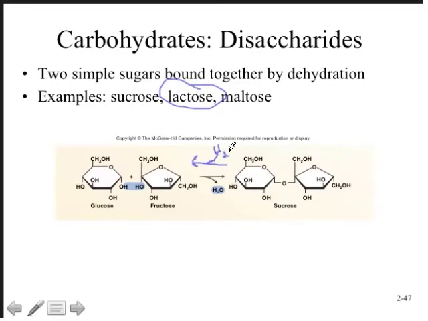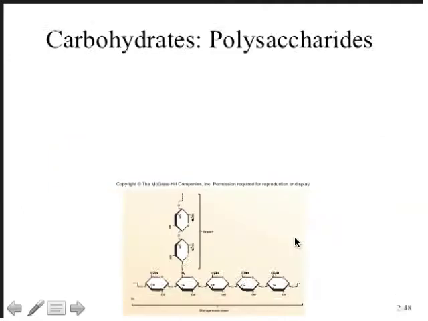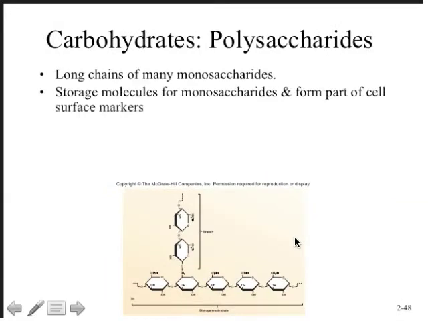Okay, so we consume simple sugars, we also consume these disaccharides, and as you well know, we also consume the polysaccharides, which are long chains of many monosaccharides. These serve as storage molecules for monosaccharides, and they form part of cell surface molecules known as antigens. These are markers that indicate, again, to the immune system that a particular cell belongs to us.